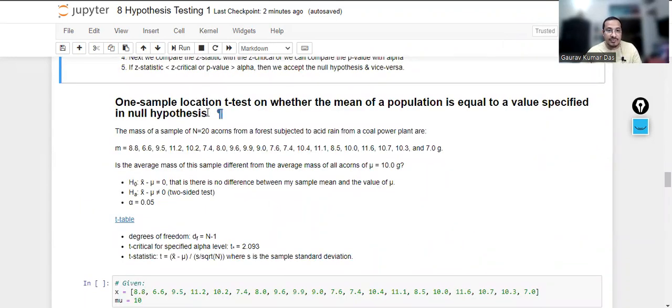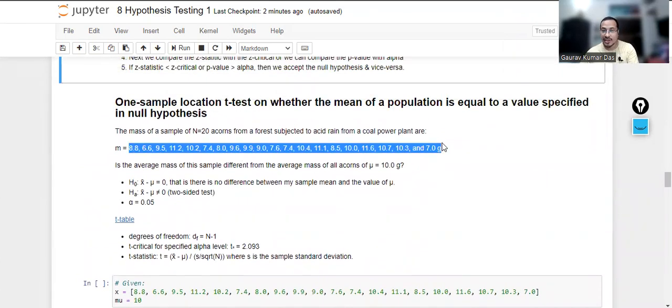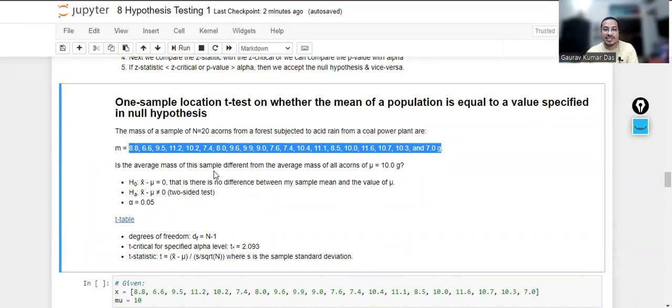So a one sample location t-test will check whether the mean of the population is equal to the specified value in the null hypothesis. Okay. The mass of a sample of n equal 20 acorns from a forest subjected to acid rain from a coal power plant are given below. So this is the mass of 20 acorns. Is the average mass of this sample different from the average mass of all acorns, which is given to you, which is the population mean, 10 grams? So here you have to consider this entire data as sample data.